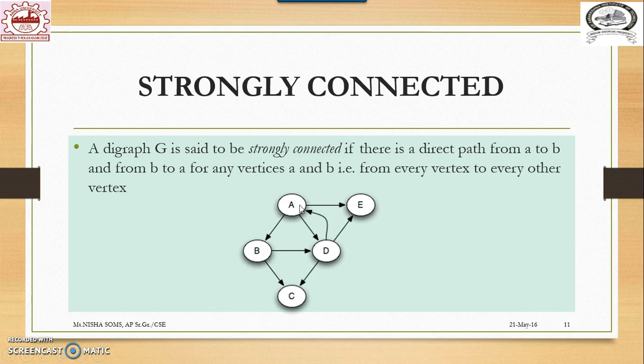So if the given graph provides 5 vertices A, B, C, D and E, if you notice, there is a direct path from every vertex of this graph to every other vertex. A has an edge to B. B has a directed edge to D, and D has one to E, and D has one to A. So they are strongly connected.